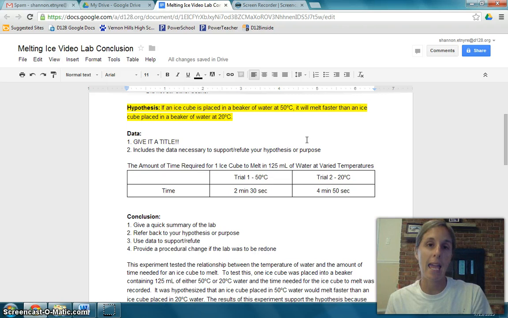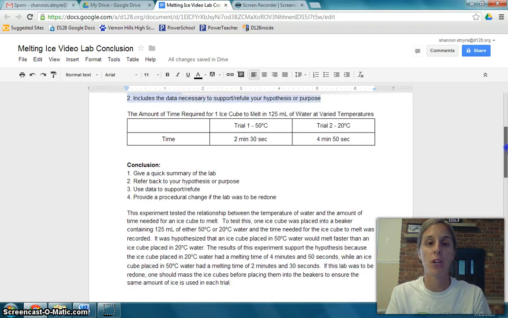Since I am looking at time and temperature, that is the data that I should include in my data table. Things that you need to think about for a data table: you should always give it a really descriptive title, and you need to make sure that you include the data that you need to support or refute your hypothesis or purpose for your lab. Since my hypothesis was looking at time and temperature, that's what I included in my data table.